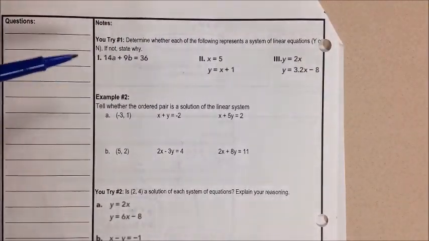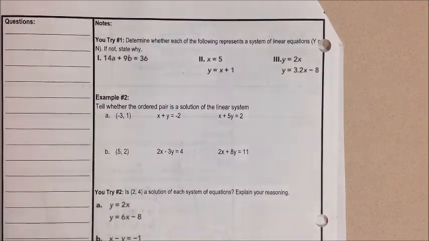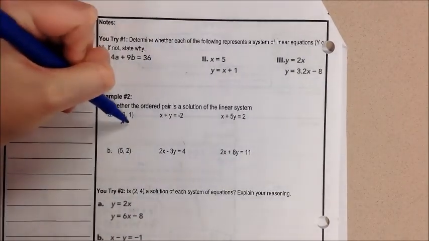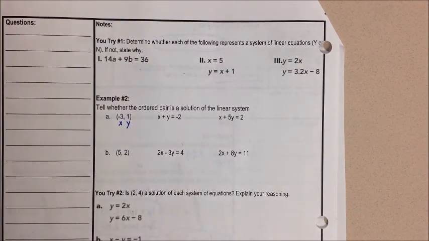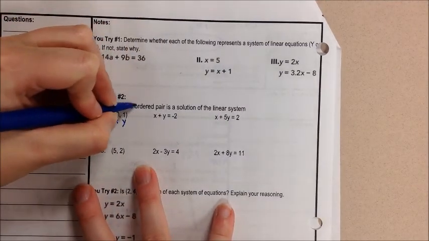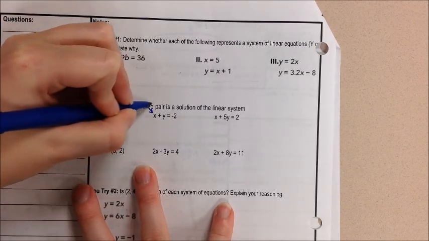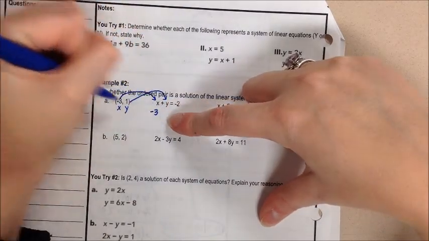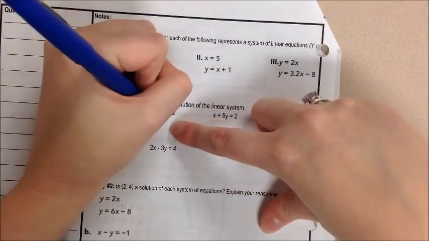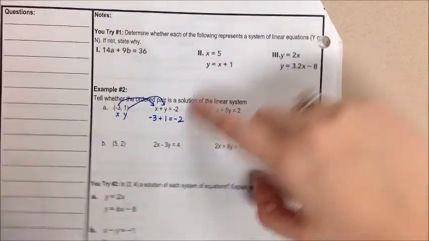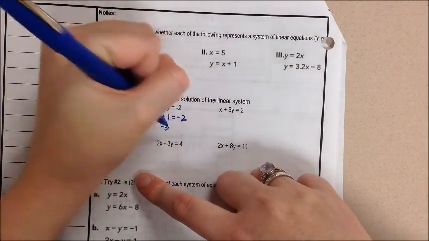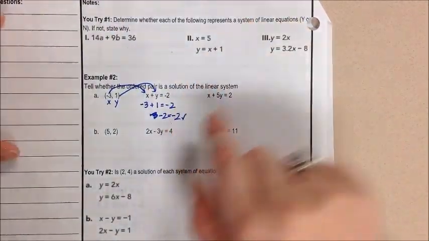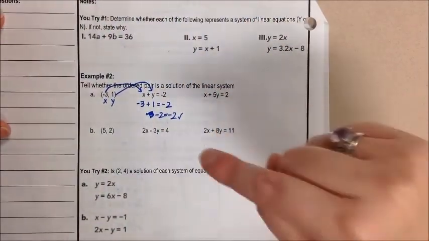Tell whether the ordered pair is a solution of the linear system. In order to determine this, we have to plug this in for x and y in both equations and make sure we get a true statement. So I'm plugging in -3 for x, I'm plugging in 1 for y. So -3 went in for x, plus 1 for y should give me -2. Well, is -3 plus 1 -2? Yeah, it is. So it's good for that one. Now we have to check both. We can't just check one. We have to check both.